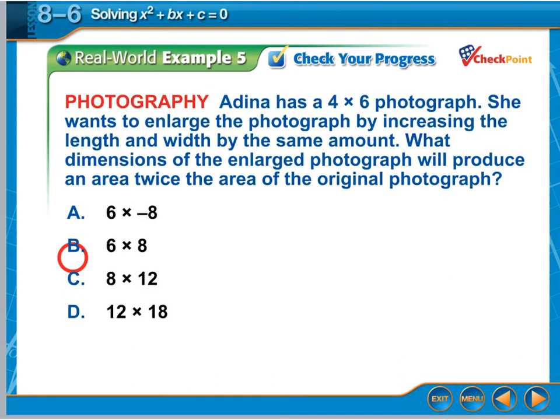And let's look at this one real quick here. Adina has a 4x6 photograph. She wants to enlarge the photograph by increasing the length and width by the same amount. What are the dimensions of the larger photograph? Oh, I don't want to do this. Never mind. Sorry about that. I thought this was going to be a factoring one, but we do need to practice some more factoring, so let's do that. Let's go here. Let's go x squared, minus 12 and plus x.